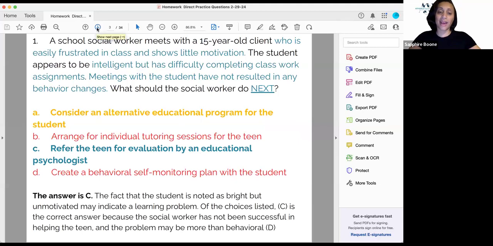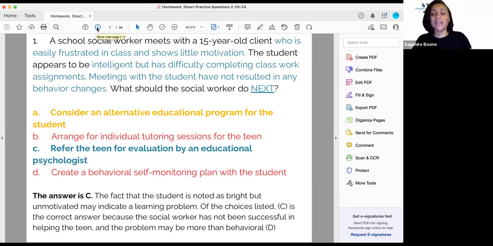Refer the student for evaluation by an educational psychologist. The fact that the student is noted as bright but unmotivated may indicate a learning problem. Yes, reevaluate, because the classroom setting may not be conducive to his learning style. Yeah, there might be an issue. The issue is not behavior because we've tried to intervene behaviorally and it is not working. So the issue may be more academic, where there is a learning problem.